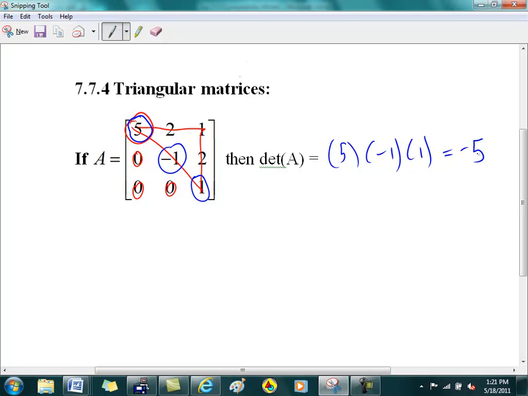Now, if it was like this, Anna, 3, 0, 0, negative 7, 0, negative 7, 1, 0, 5, 2, 7, then you could multiply this, except it would be a negative answer.